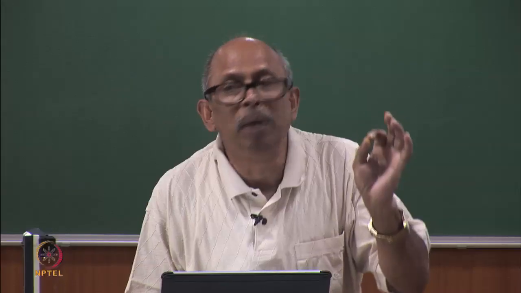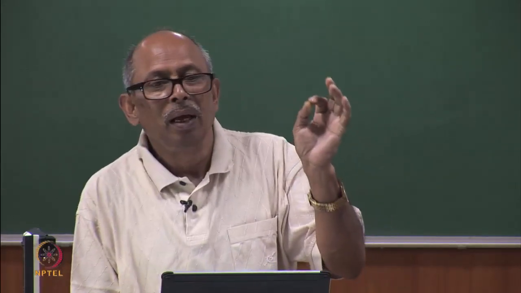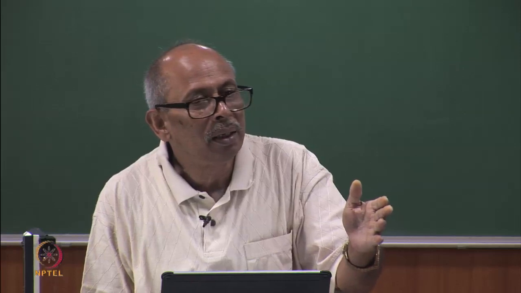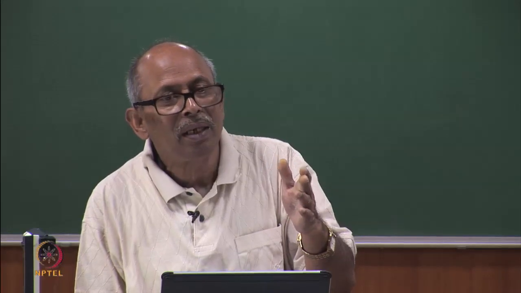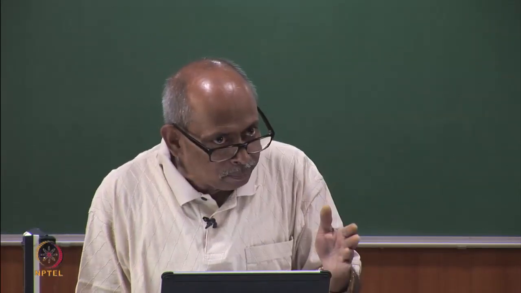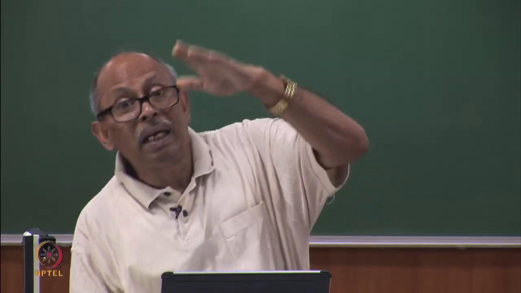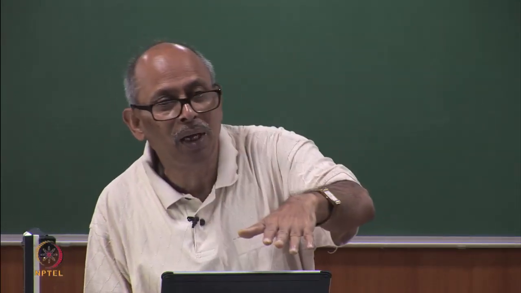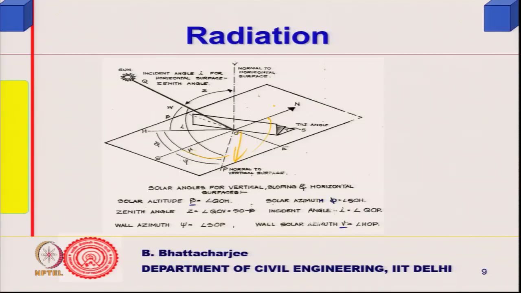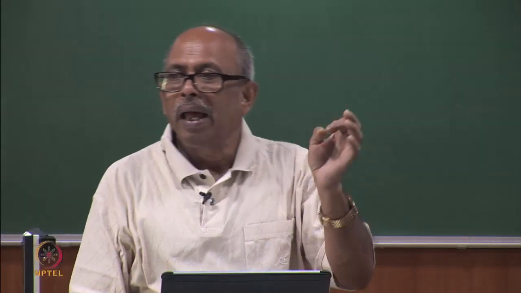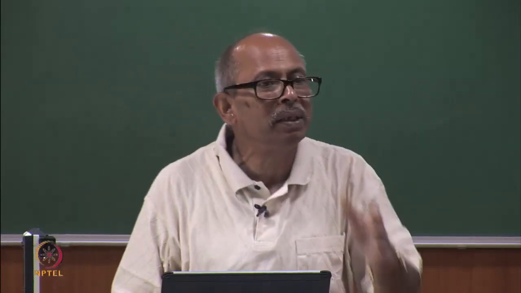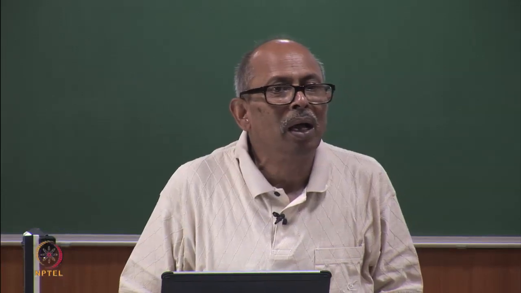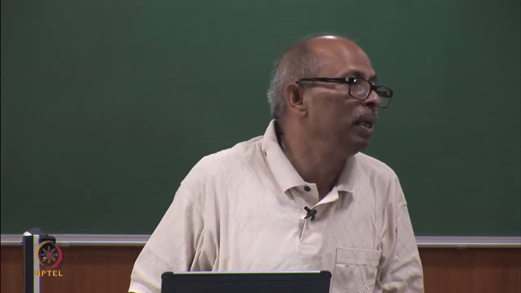So, wall azimuth. Wall azimuth means I draw a normal to the surface, and the angle between my reference direction and this normal in the horizontal plane. If it is an inclined surface, I will take the projection of the normal onto the horizontal plane. For example, if it is somewhat tilted, I take the normal, take its projection onto the horizontal plane, and the angle between this projection and the reference direction, that is the wall azimuth.